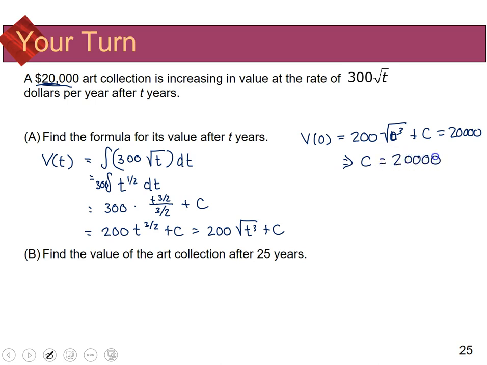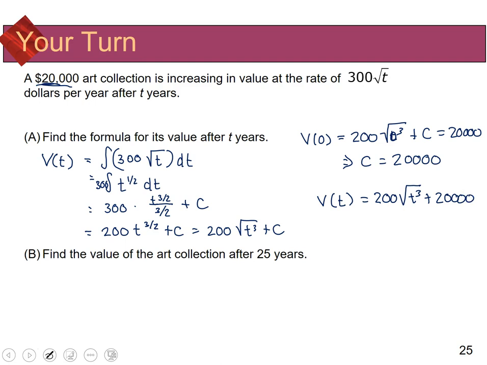As I said, it doesn't always have to be that way, so don't assume it. The moment you assume it is the moment it's going to blow up in your face and you're going to find out it's not the same thing. So the function v of t that we're actually looking for and that we want to use for the next part is going to be 200 times the square root of t cubed plus 20,000.